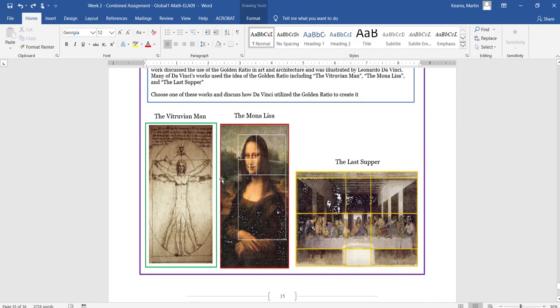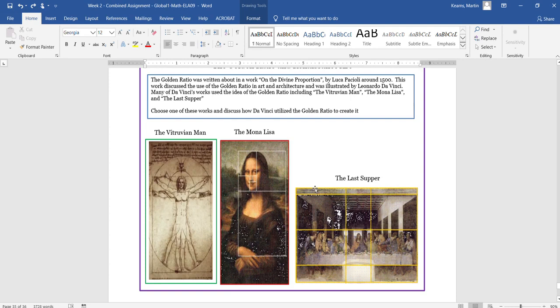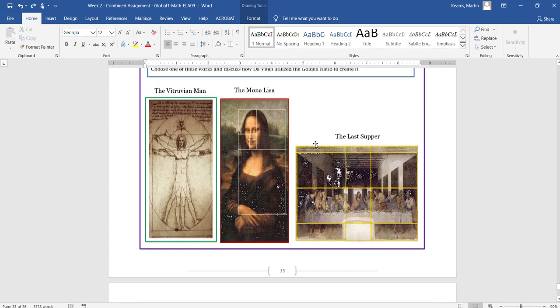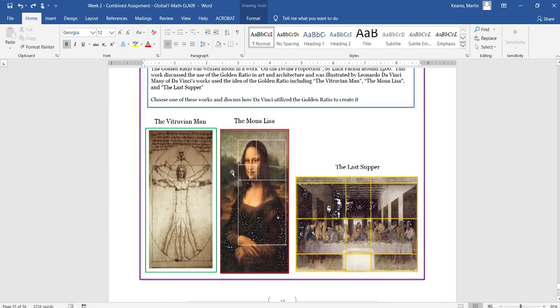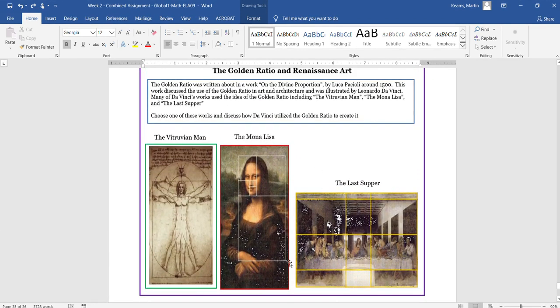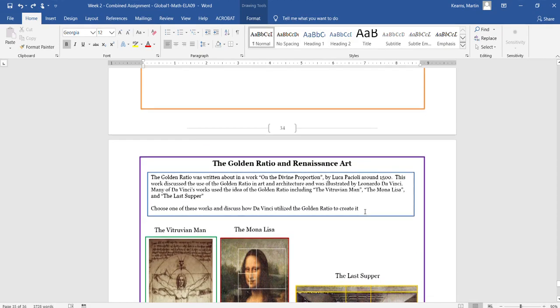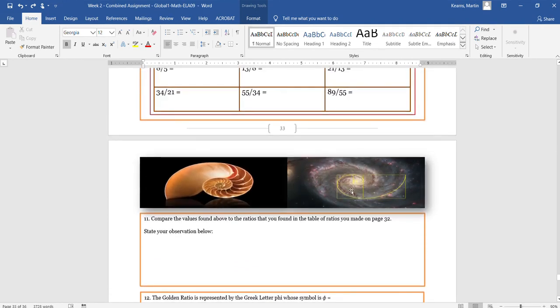This is the Vitruvian Man, this is the Mona Lisa, and this is the Last Supper, two of which are sectioned off a bit to help you see kind of what we're talking about. And you're going to answer down here how da Vinci used the golden ratio to create these. Okay? Keep the proportions in mind. All right? And if you need to, come back up here and take a look at how these items build up. See how this box and this box are roughly equal to the size of here. Keep that in mind, how the ratio works.